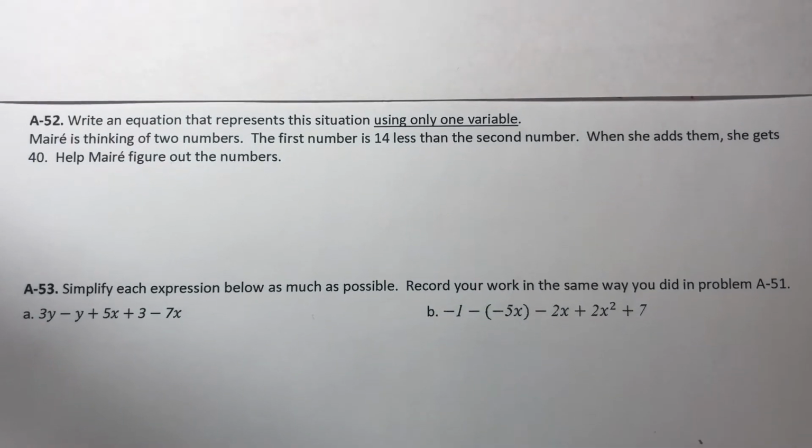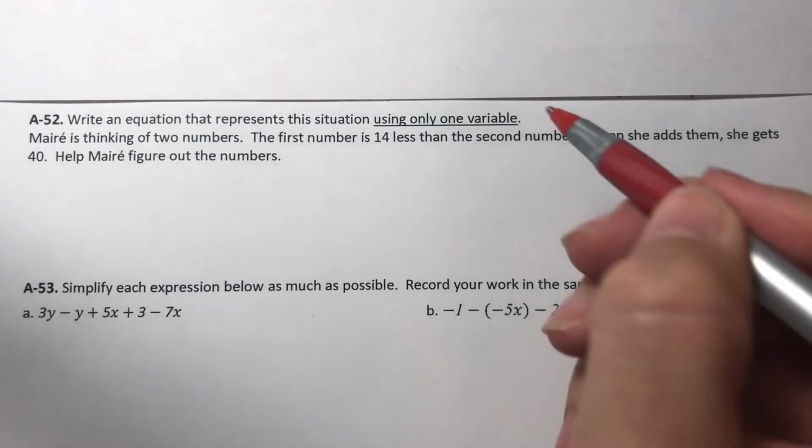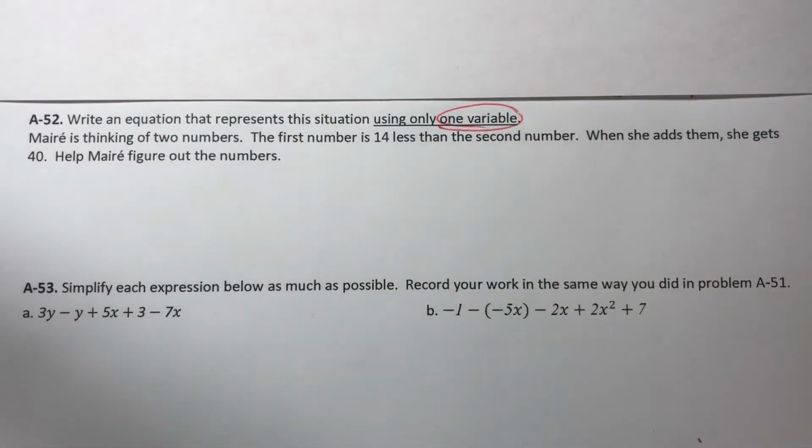All right, on to 52. So 52 says, write an equation that represents this situation using only one variable. So that's an important thing for us to keep in mind. It says Marie is thinking of two numbers. The first number is 14 less than the second number. When she adds them, she gets 40. Help Marie figure out the numbers.